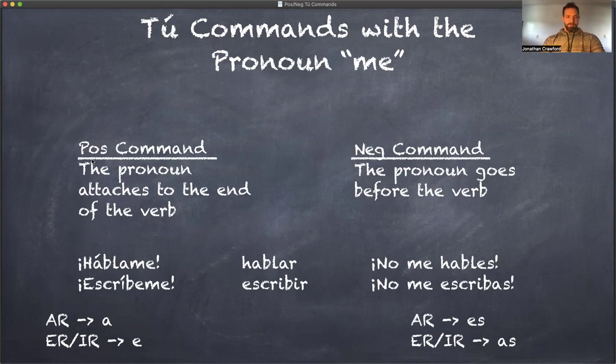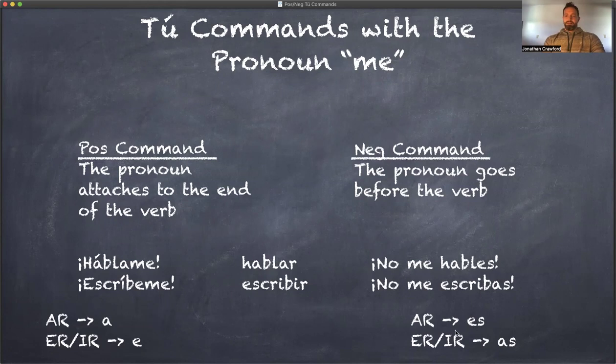So, if it's a positive command, you have to attach the pronoun to the end of the verb. So for example, hablar means to speak. So háblame means speak to me. Notice that the AR verb turns into an A. And if it's an ER or an IR verb, then the ending turns into an E. So like escribir, which means to write. If I'm commanding somebody to write, I would say escribe in the tú form, right? Escribe. But if I want you to write me specifically, then I would say escríbeme.